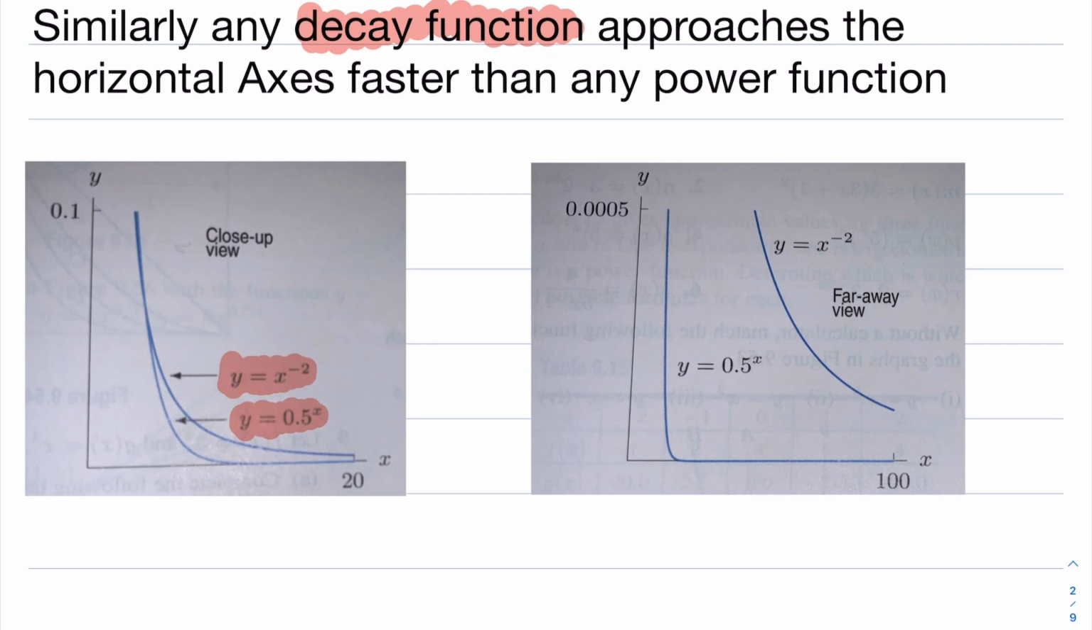But as you zoom this out and take a farther look away, as we approach, let's say, x is 100, you can see the difference is quite drastic between these two. As my x value gets larger and larger, the difference between y equals x to the negative 2 and y equals 1 half x gets larger and larger. So we can see here that, again, the fall gets faster and faster. The gap between these two functions becomes larger and larger as x gets larger.